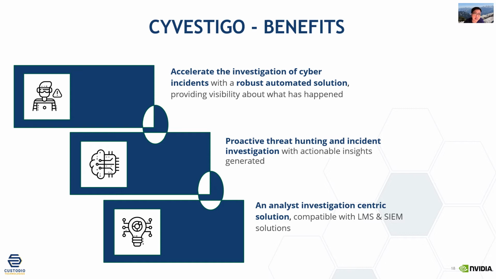Next, CyVestiGO can also be used to perform proactive threat hunting. By analyzing the graph, one may identify anomalies not flagged by security solutions, or threats which are hiding under the radar. Lastly, it is an analyst-centric solution which provides the features and information required for analyzing an incident.